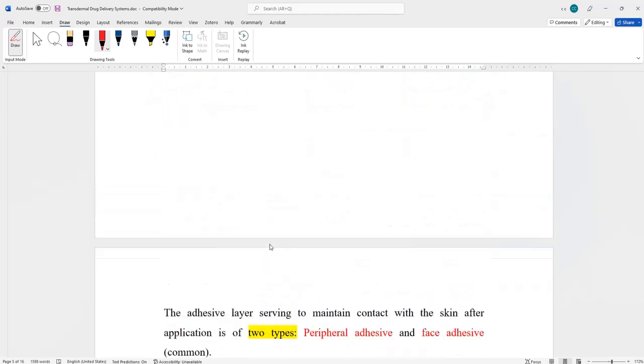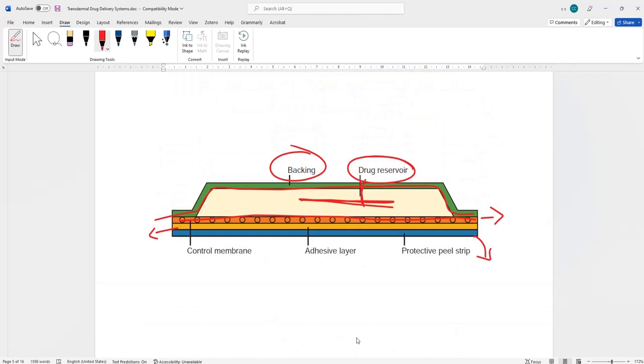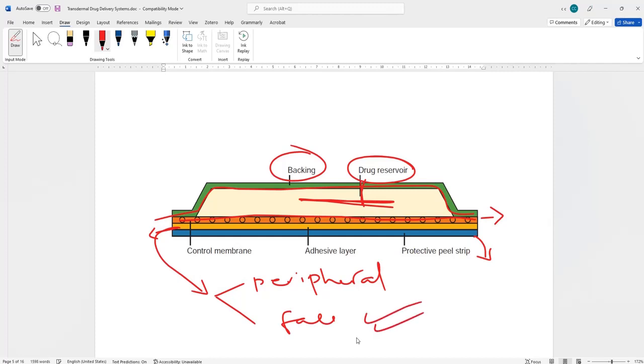Okay, now let's talk a little bit about this adhesive that I was talking about. Adhesive here. There are two types of this adhesive. في عندنا البريفرال وفي عندنا الفيس. طيب الفيس is more common and may be preferred. Okay, what does it mean?